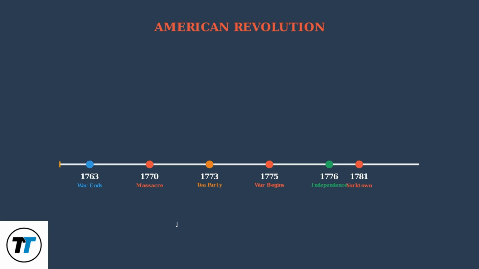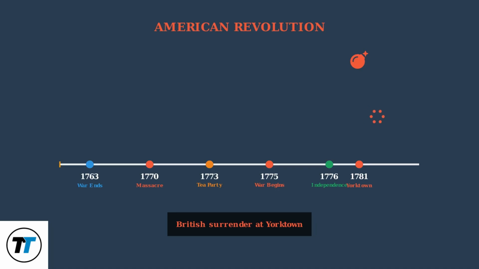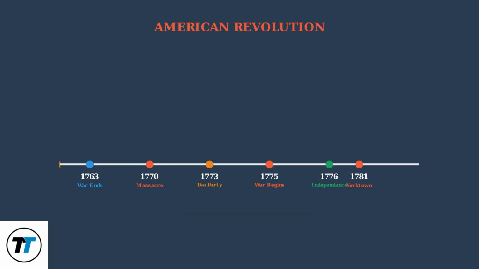October 19, 1781, marks the beginning of the end for British hopes in America. At Yorktown, Virginia, American forces led by George Washington, combined with French naval and land support, trapped British General Cornwallis and his army. After a weeks-long siege, Cornwallis surrenders over 7,000 British soldiers. This decisive victory convinces Britain that the war is too costly to continue.